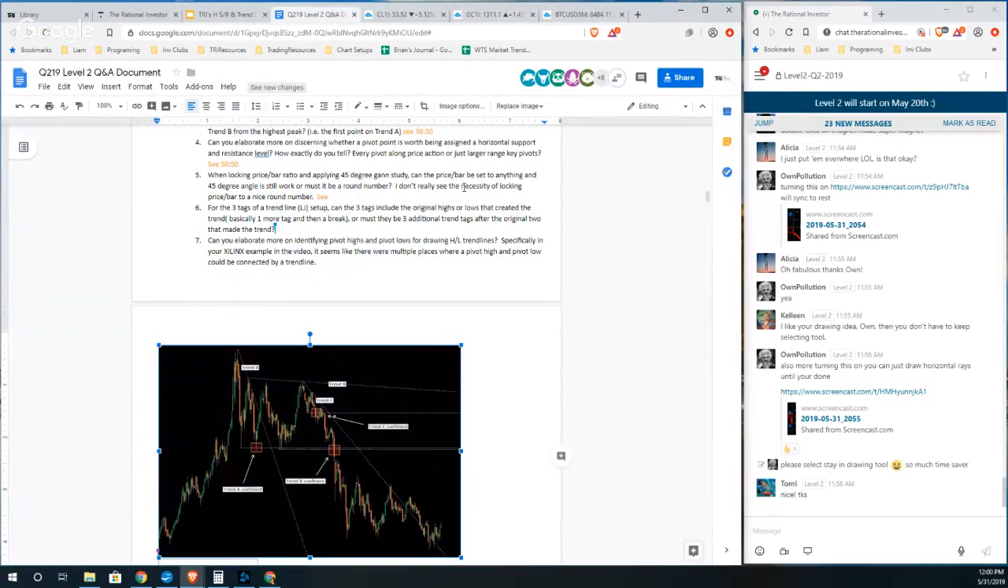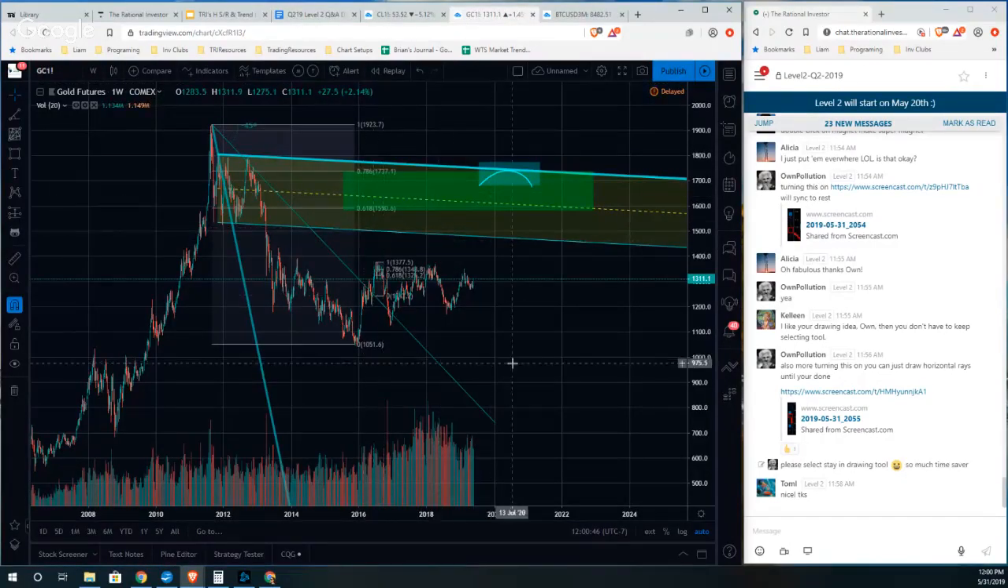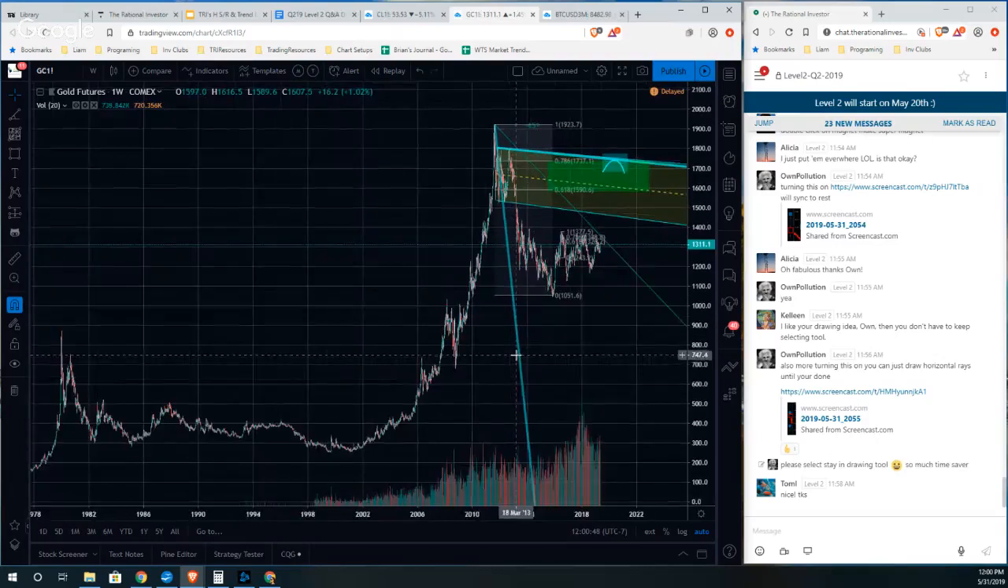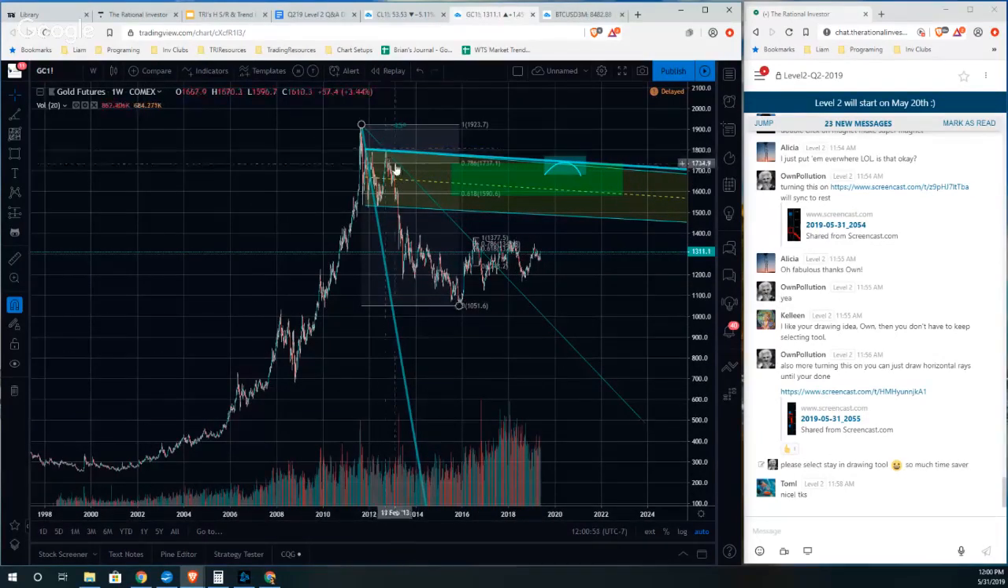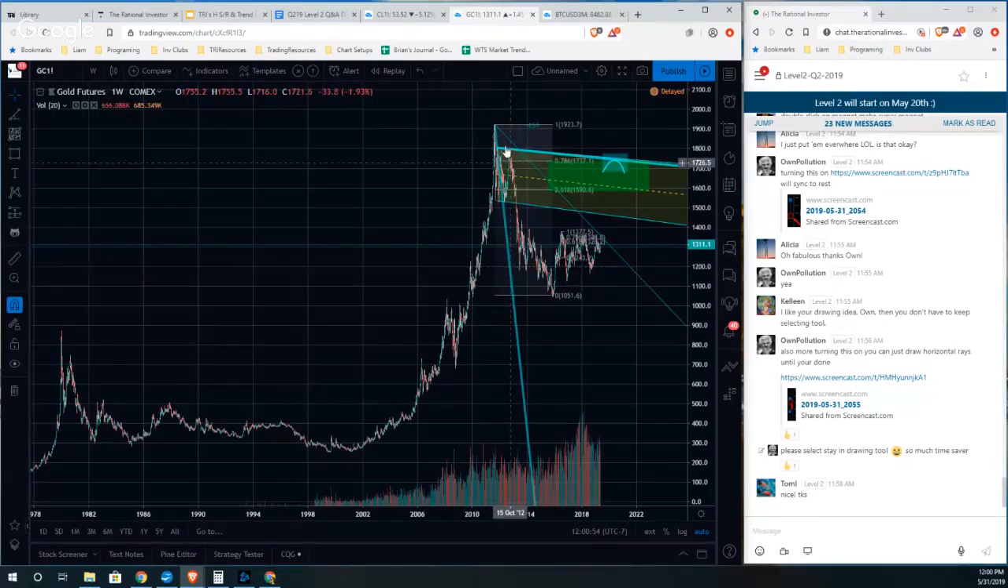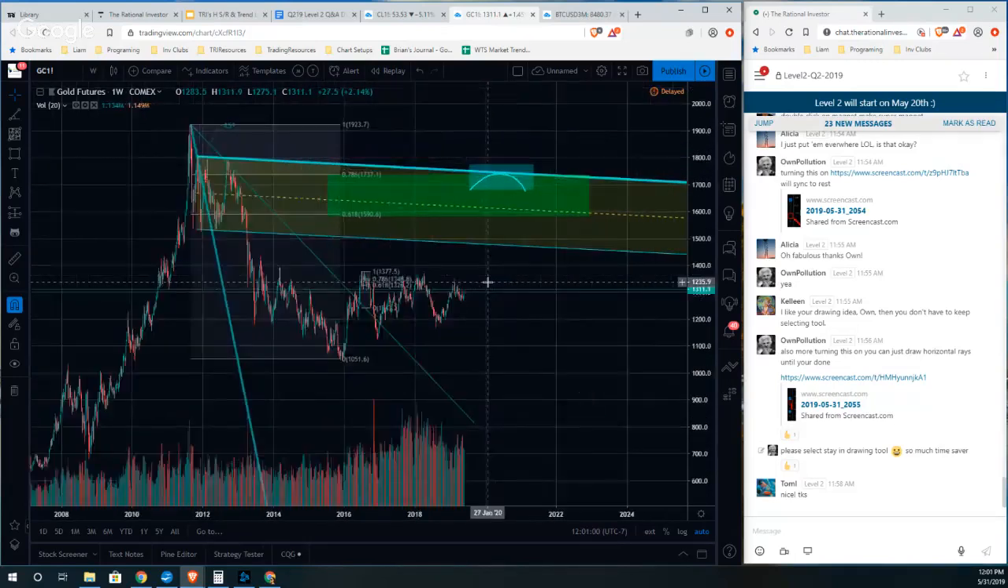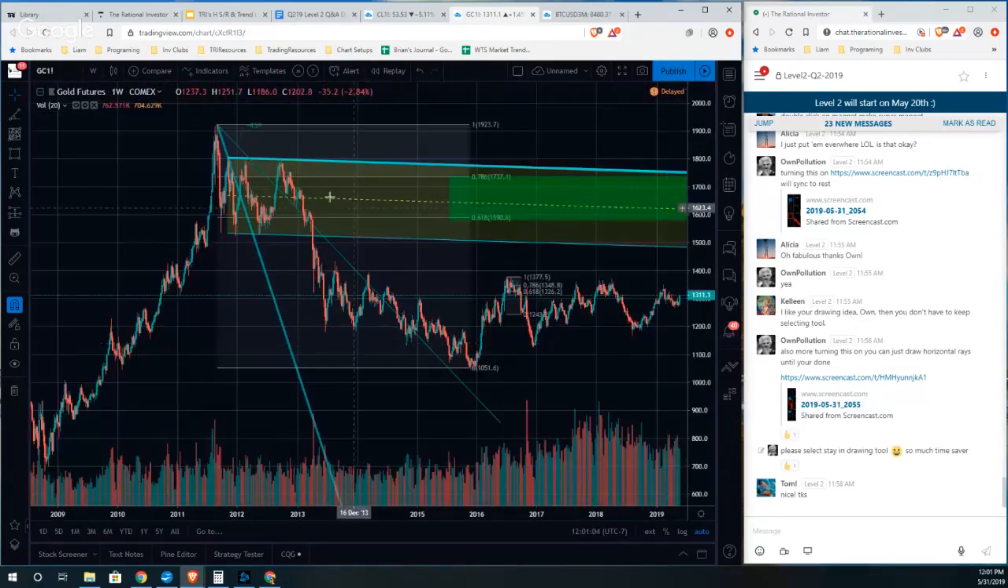Can the price bar be set to anything and the 45-degree angle still work, or must it be a round number? Don't really see the necessity of locking the price bar. And keep in mind too, this is actually more a conversation of how do I use TradingView, and TradingView constantly is changing how they build these tools. But watch this 45-degree angle on my screen. See when I zoom out like that, you see how the 45-degree angle now is pretty far away from that price action. But when I zoom in, you'll notice that that 45-degree angle now is below this price action. Well, what the heck happened there?